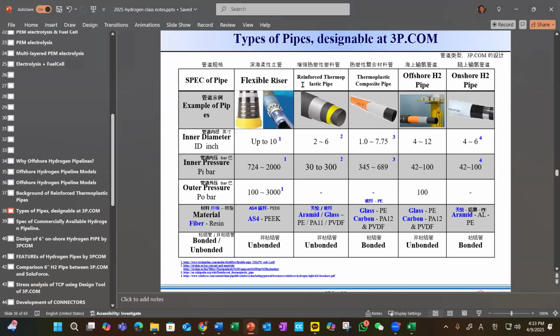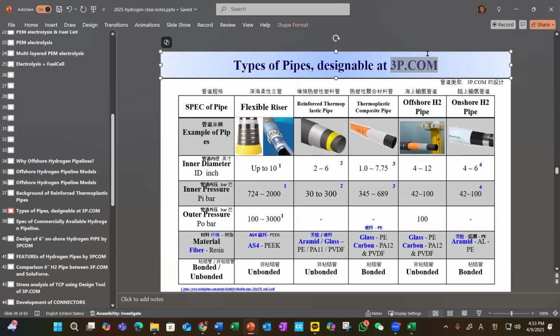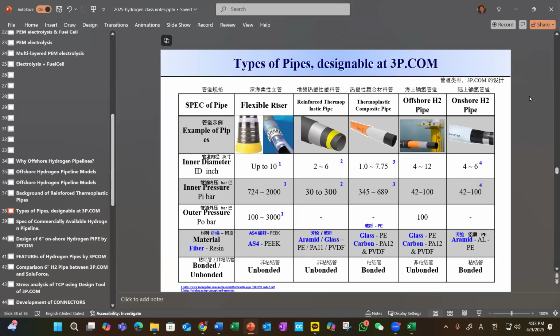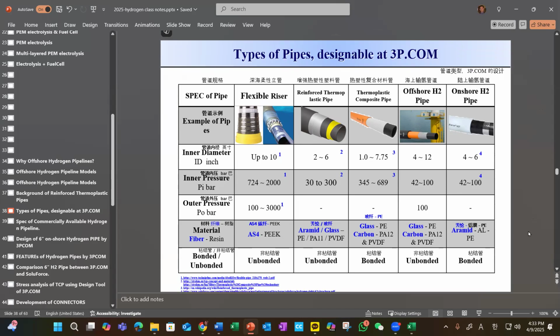While this slide was actually prepared to present to outside audiences, 3P.com is a startup company which was formed, strongly supported by Hanyang University in our composites lab. We are producing the flexible riser and the thermoplastic pipe, and many different products from onshore to offshore. We mainly design and work with industry to produce these.